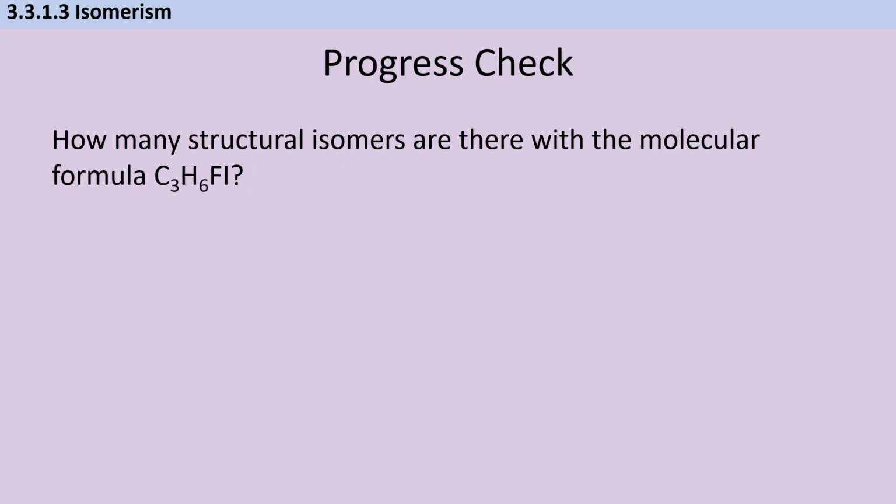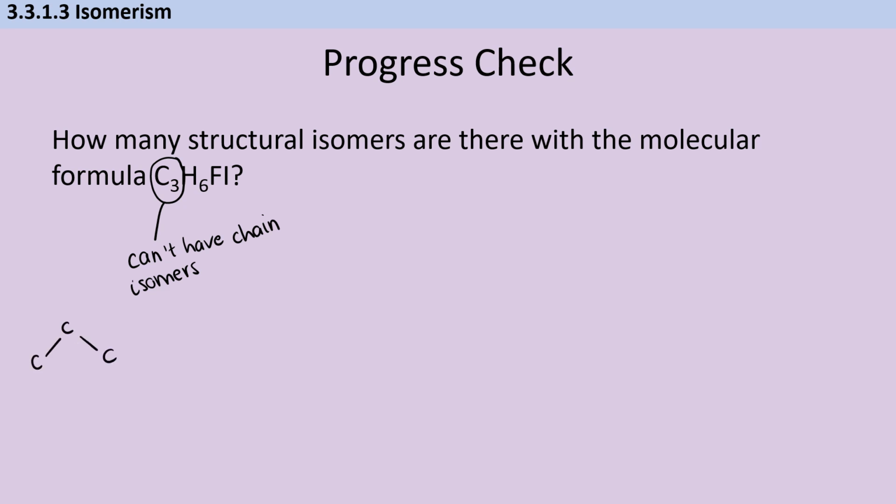A typical exam question might ask you how many structural isomers there can be of a particular molecule. So here we're thinking about C3H6FI. The first thing that I'm going to notice is that this molecule cannot have any chain isomers. And the reason for that is that it only has 3 carbons in it.